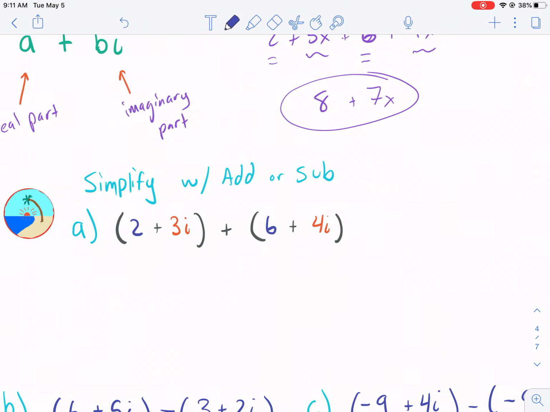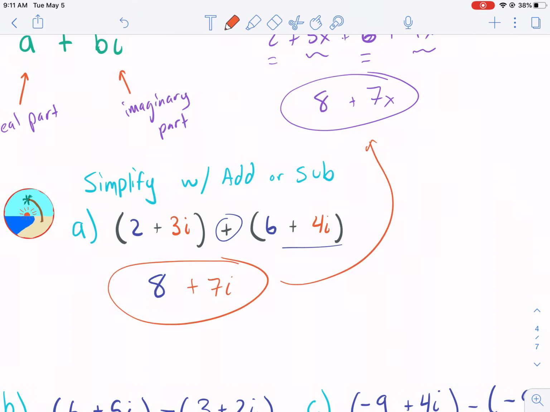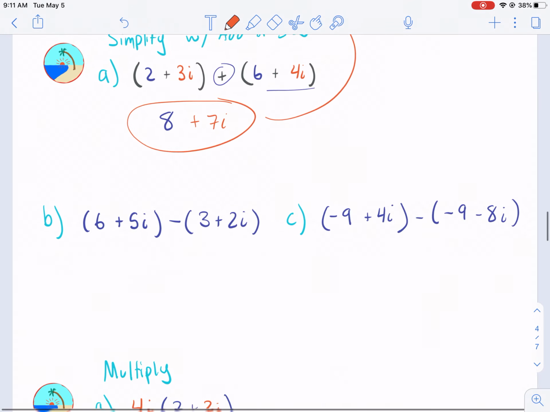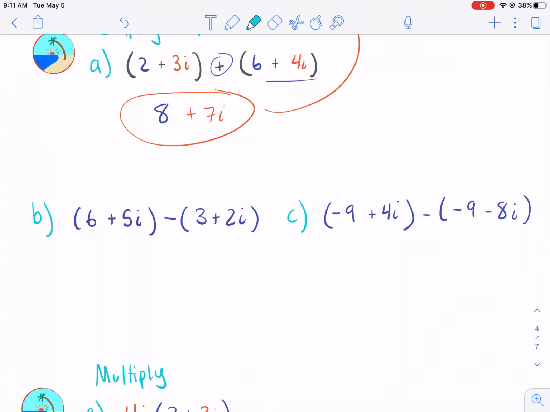It's going to be almost the same process down here. So we have 2 plus 6 gives us 8. Because this is positive, we can leave these terms inside those parentheses alone as they are. Then we have 3i plus 4i gives me positive 7i. So you see that it's almost identical to like terms, and that's anytime we're adding or subtracting. Here we're moving on to a subtraction problem.